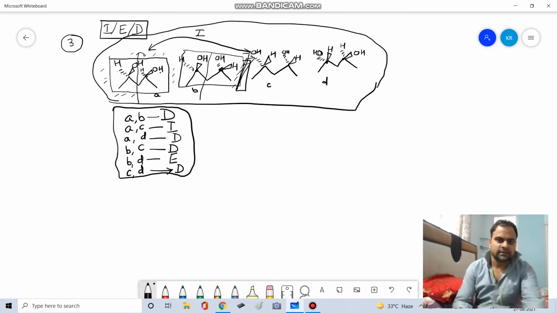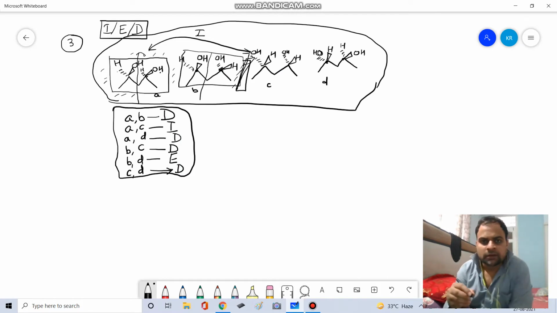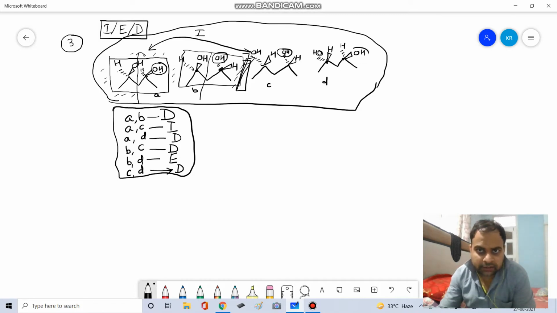Let's take the next example. So what I will do now, I will make the next example. Instead of all this OH, instead of all this OH, I will write SH. S stands for sulfur.